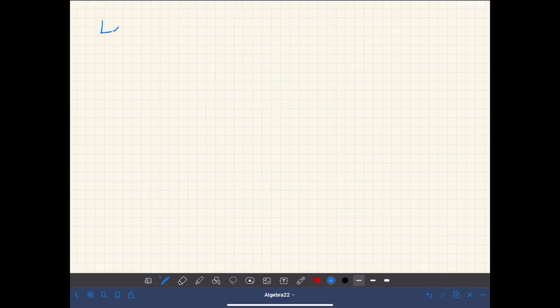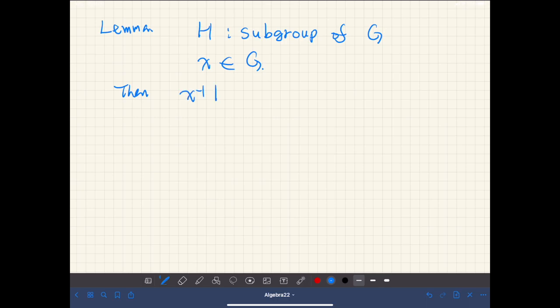Now, here's a lemma. Suppose H is a subgroup. It's not just a subset, it's a subgroup of G. And let's say x is any element of G. And then x inverse Hx, which is defined as x inverse hx, where h is an element of H, is a subgroup of G.